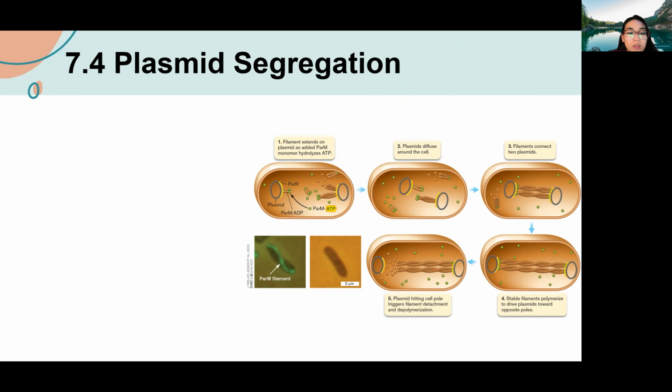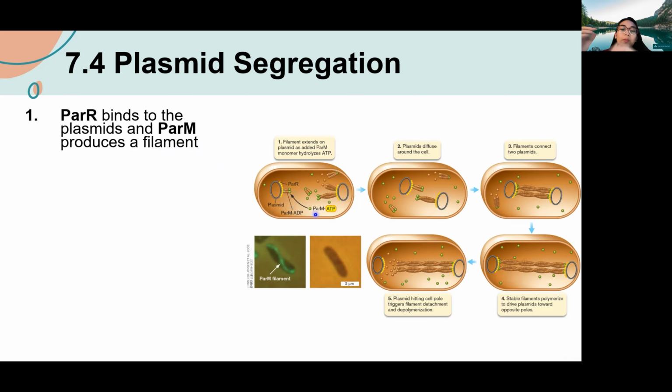Anyway, so here are the proteins that are involved. We have ParR. ParR is a protein that binds to the surface of the plasmids, both of them. That's really all it does. And then ParR binds to ParM. And ParM is a protein that produces a filament. A filament is just like a long strand of protein.